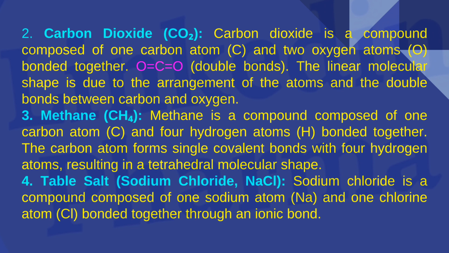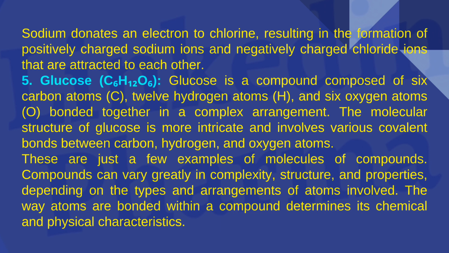Methane. Methane is a compound composed of one carbon atom, C, and four hydrogen atoms, H, bonded together. The carbon atom forms single covalent bonds with four hydrogen atoms, resulting in a tetrahedral molecular shape. Table salt. Sodium chloride. Sodium chloride is a compound composed of one sodium atom and one chlorine atom bonded together through an ionic bond. Sodium donates an electron to chlorine, resulting in the formation of positively charged sodium ions and negatively charged chloride ions that are attracted to each other.